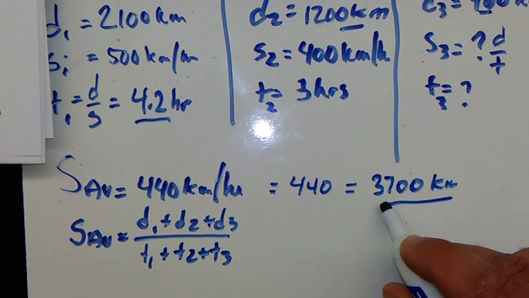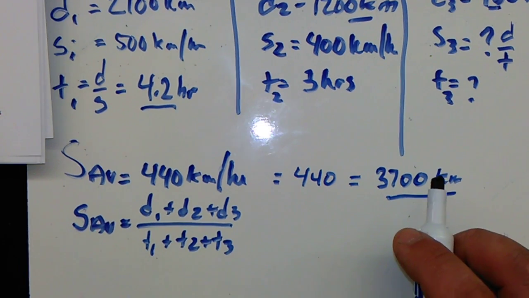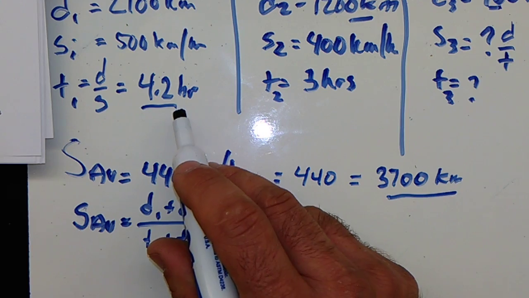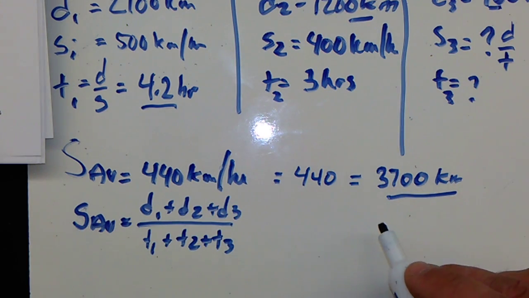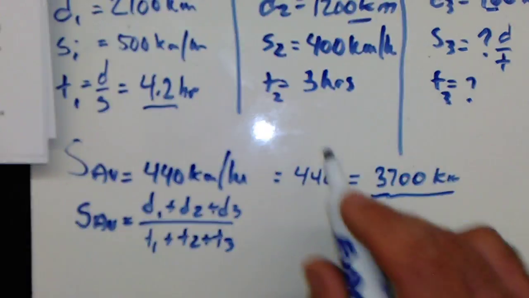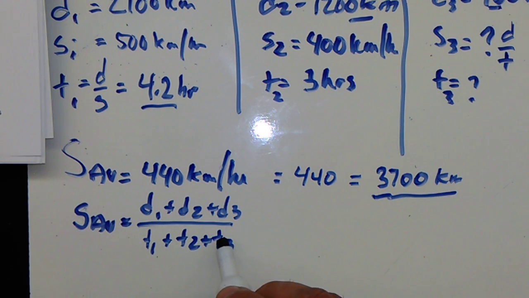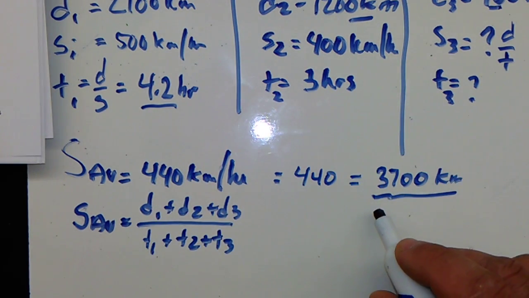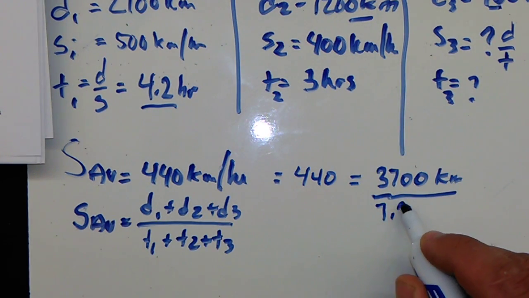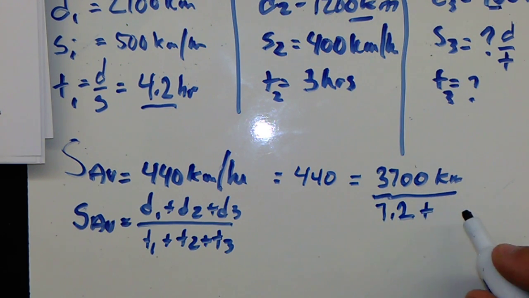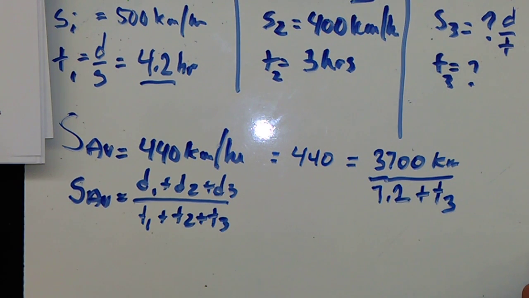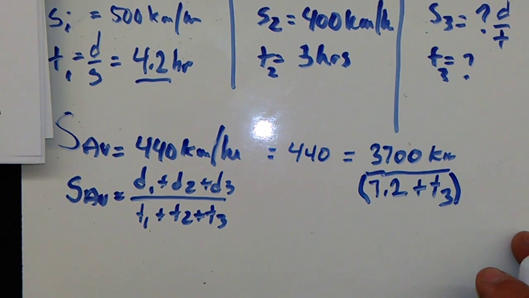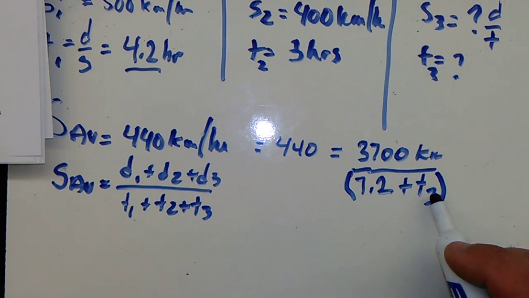Divided by total time. My first time was 4.2. My second time was 3. So I'm going to add these up: t1 plus t2 plus t3. So this is 4.2 plus 3, which is 7.2, plus some unknown time, t3. Now it's a matter of solving the equation. Let's solve for t3.